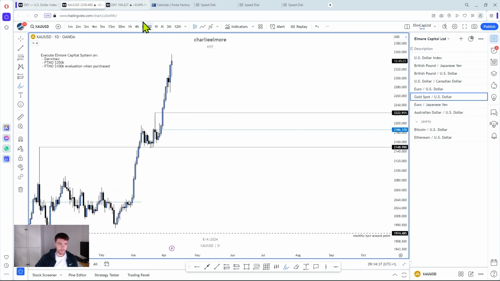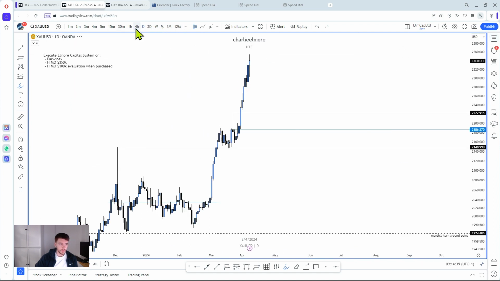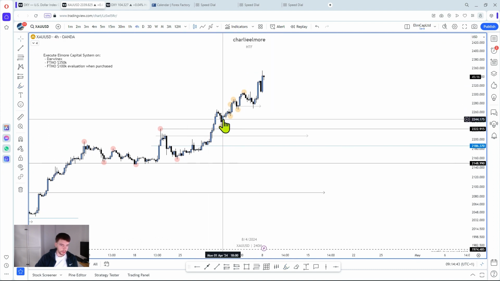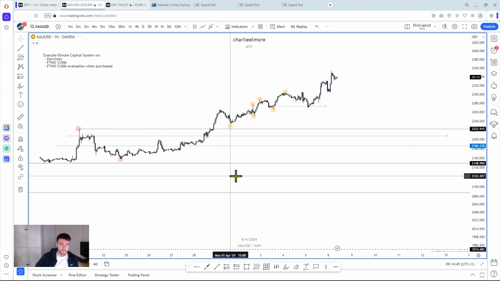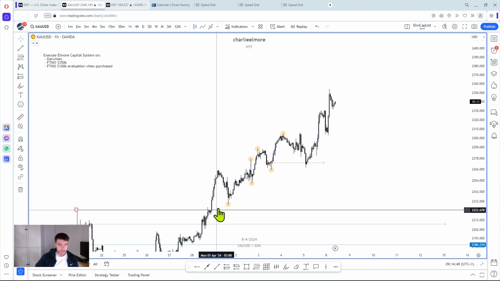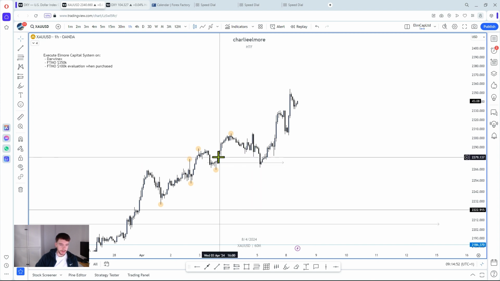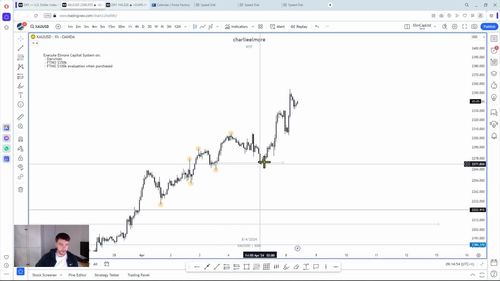Gold. We've fulfilled the area in which we were talking about last week. So I drew on these structure points last week when we were sort of hanging around here. We had a 1-hour imbalance there that was filled and we flew.